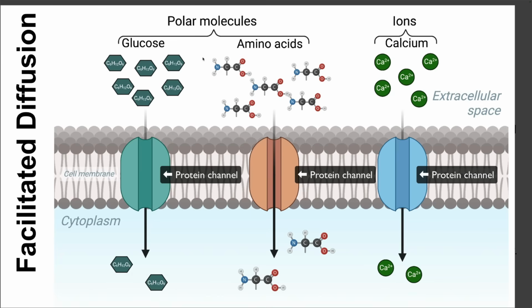Facilitated diffusion is for polar molecules and ions that can't diffuse across the phospholipid bilayer. So they require protein channels. And these are transmembrane proteins, they go all the way through, that only let specific molecules or ions pass. So over here you see one for glucose, over here you see one for amino acids, those are both polar molecules, and here you see one for an ion such as calcium. There'd be others for ions such as sodium or potassium.